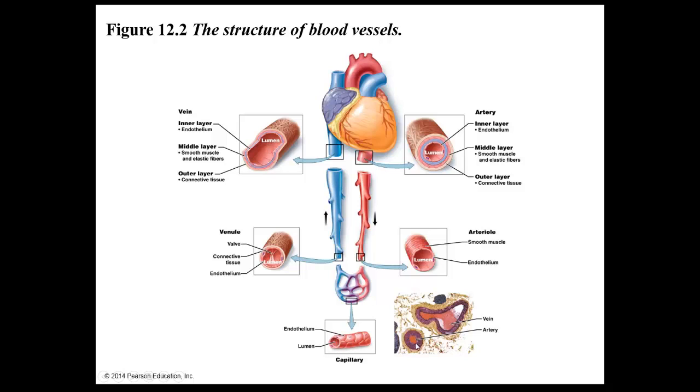Here's a cross-section of a vein and an artery seen under a microscope. You can see the smaller lumen of the artery, and that thick muscular wall shown in purple here. If you compare that to a vein, it has a much larger lumen, a lot more room for blood, but again, a thinner muscular wall.